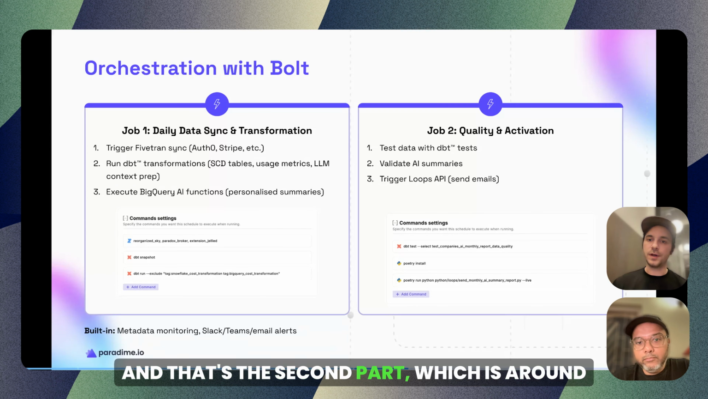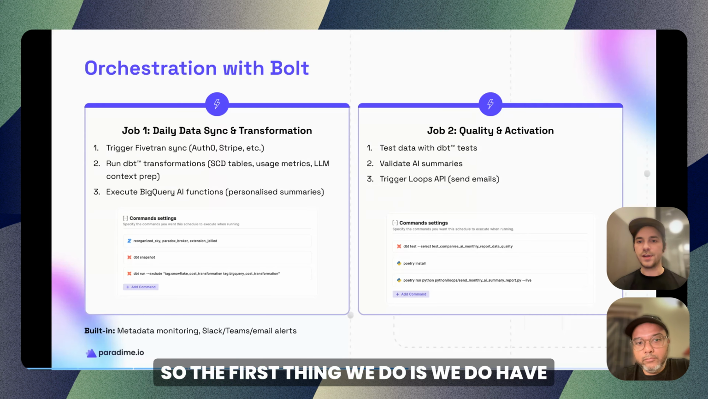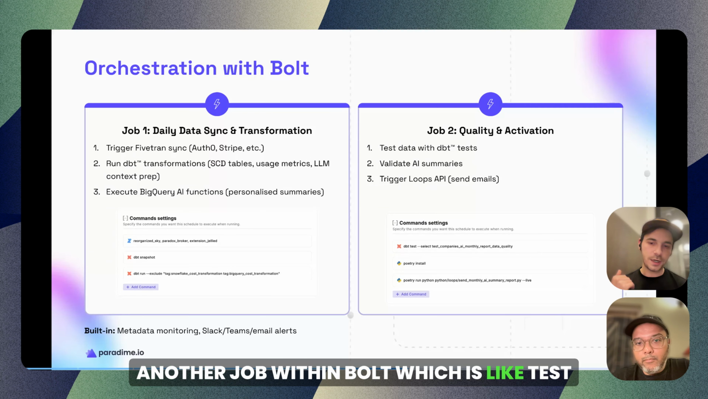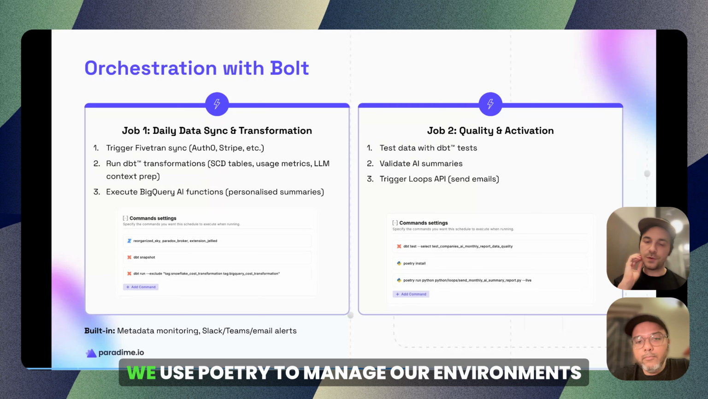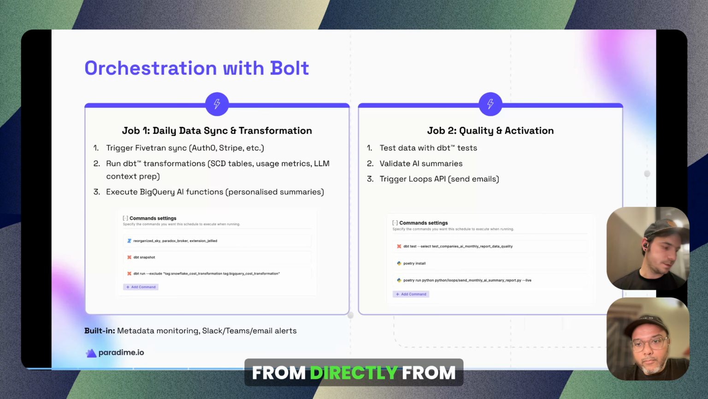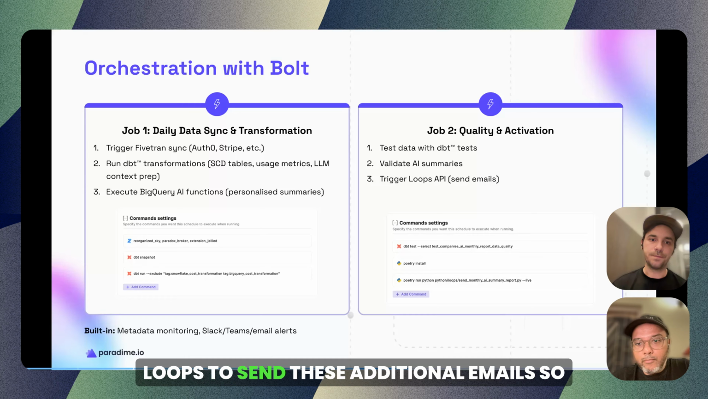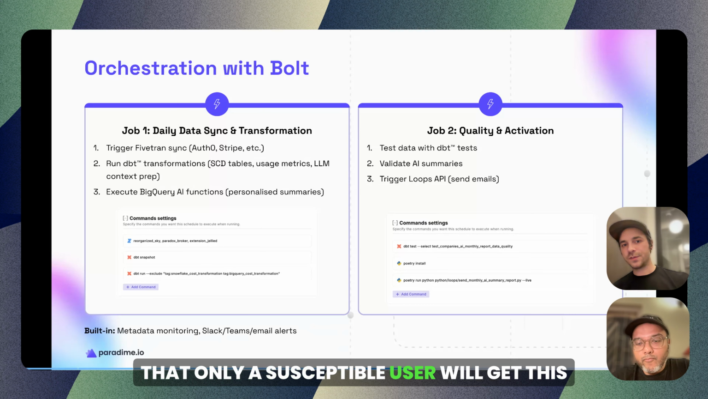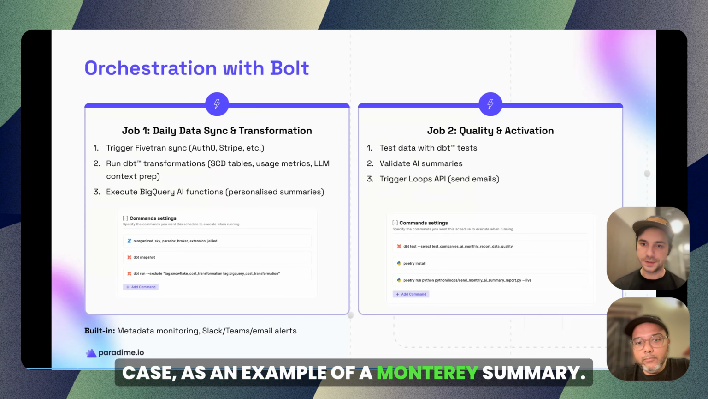And that's the second part, which is around the activation piece and how we send this out. So the first thing we do, we have another job within Bolt, which is to test and validate and check that all the data is set in a way that we want it to be for this data to be sent out by email. And then we use Poetry to manage our environments and, again, being able to run Python directly from Paradime itself. And so triggering these APIs to Loops to send these additional emails so that only a subset of users will get this email based on the type of email content we have, right? So we can have a lot of flexibility. In this case, it's an example of a monthly AI summary.